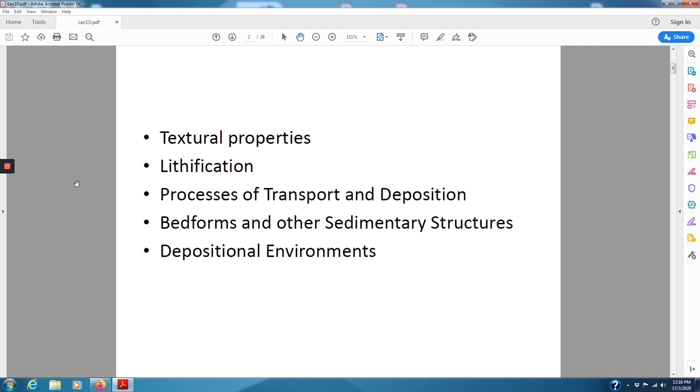Okay, so this week I'm going to introduce you to a new concept. This concept is called depositional environments.